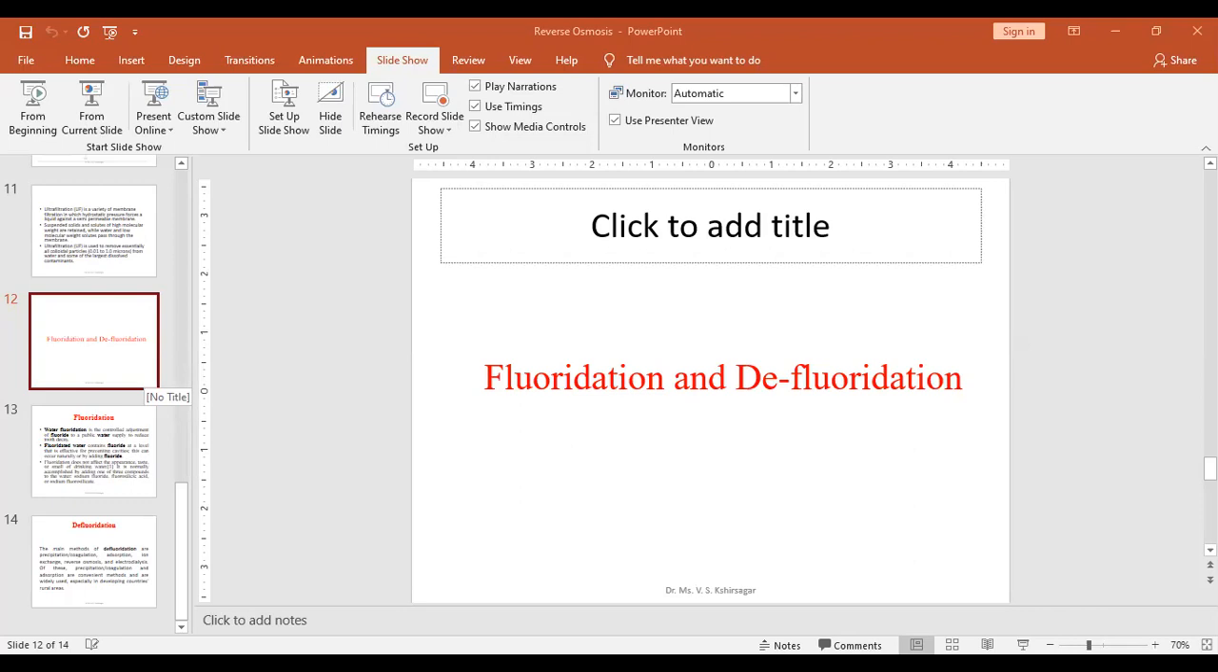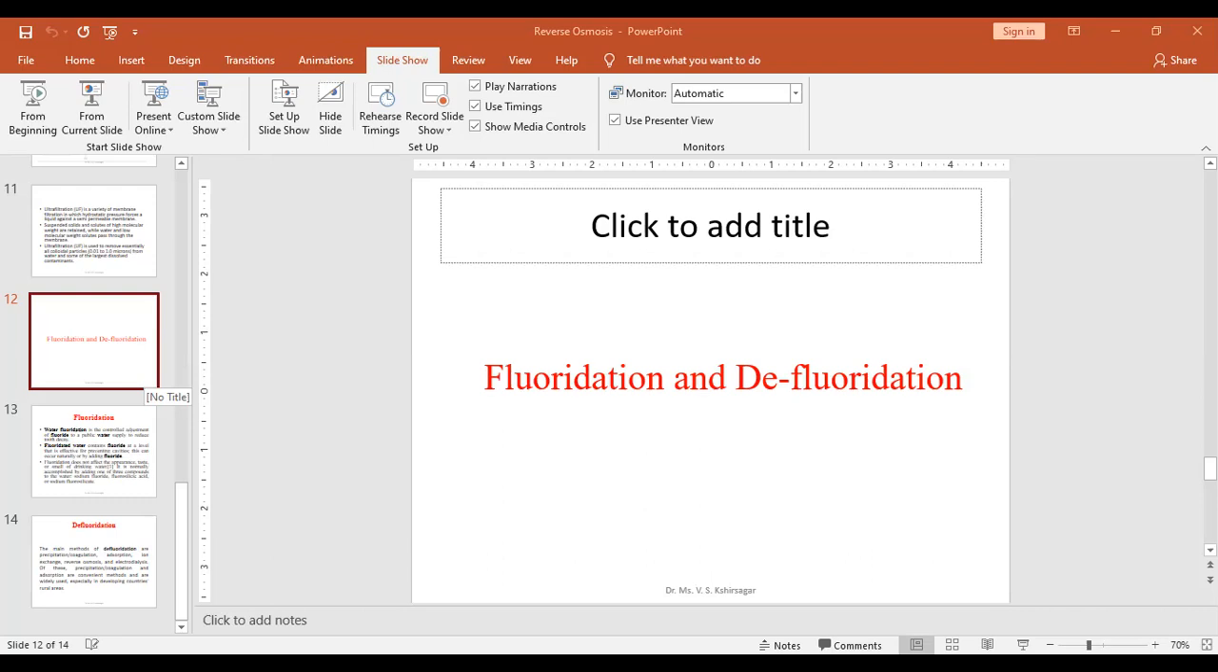More than 1.5 ppm fluoride causes mottling of teeth. Mottling of teeth is also called dental fluorosis. Spelling is F-L-U-O-R-O-S-I-S. Dental fluorosis. Okay.